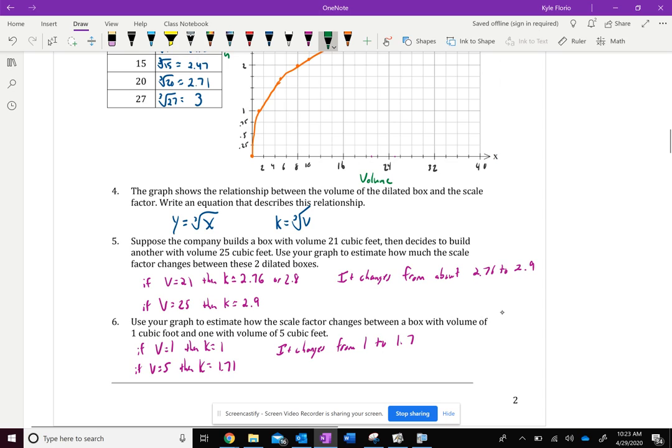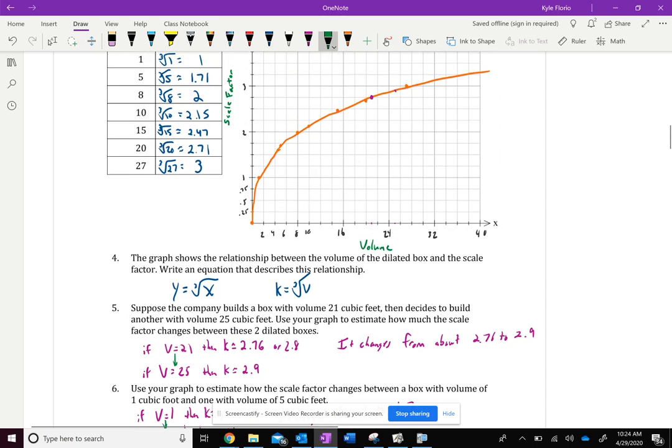And one thing to pay attention to is that here the volume's changing by 4 full cubic units, and the scale factor changed by barely any, just a little over a tenth of a unit. Here I still changed by 4 units, but now this changed from 1 to 1.7. That changed by about 7 tenths. So when you change the volume of small volumes, you have to change the scale factor a lot more. When the volume is changed with bigger volumes, the scale factor doesn't change by quite as much. So the rate of change isn't constant, and that's why our function isn't a line. It's not a linear function.